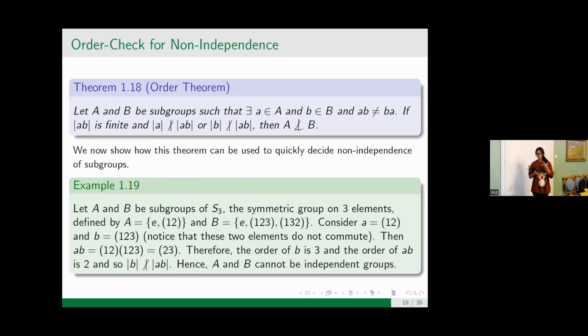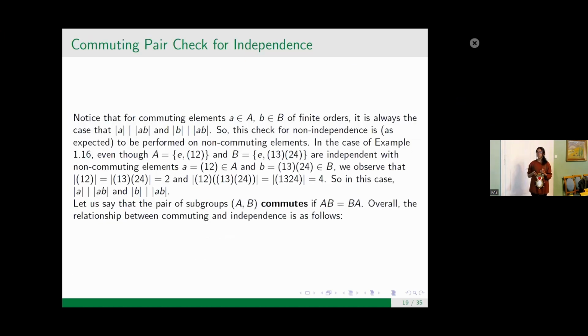Now note that if you have non-independent groups, there must exist some non-commuting pair, because if they were all commuting, this would mean that they were normal in their join, and this would mean that they're independent, as shown previously. So just reiterating, for commuting elements a and b of finite orders, they do divide in the good way. And so this check for non-independence is, as to be expected, performed on non-commuting elements.